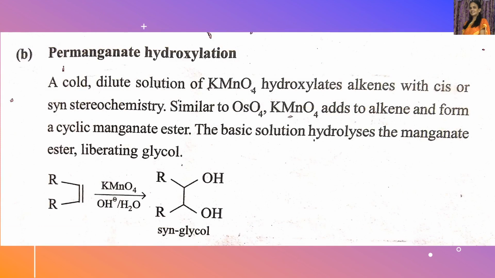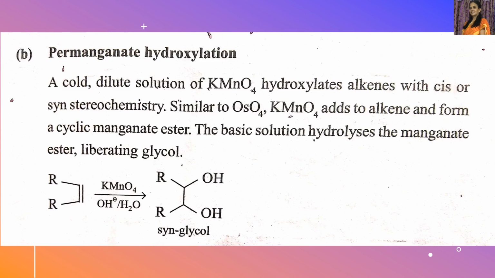Now, here is permanganate hydroxylation. Previously, we have discussed osmium tetroxide hydroxylation. Here, a cold dilute solution of potassium permanganate hydroxylates, that is, it adds two OH groups. By hydroxylates we mean adding hydroxyl groups, that is OH groups. It hydroxylates alkenes with cis or syn stereochemistry, similar to osmium tetroxide. So KMnO4 also adds to the alkene and forms a cyclic manganate ester. In the case of osmium tetroxide, a cyclic osmate ester is produced. Here, a cyclic manganate ester is produced.